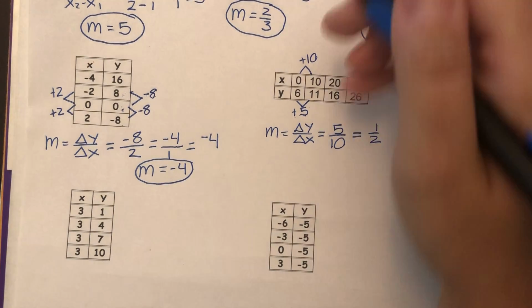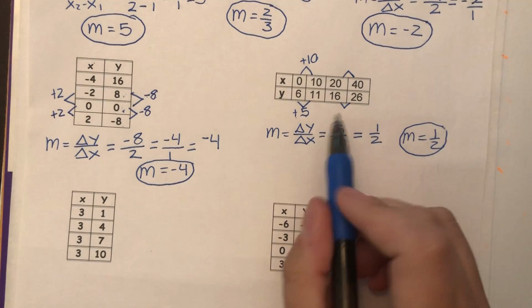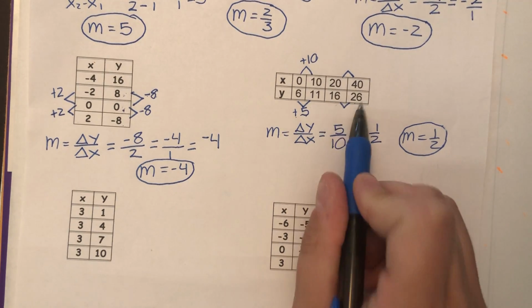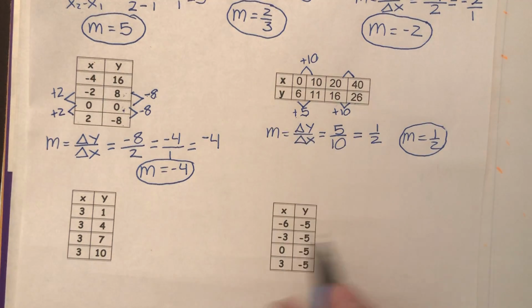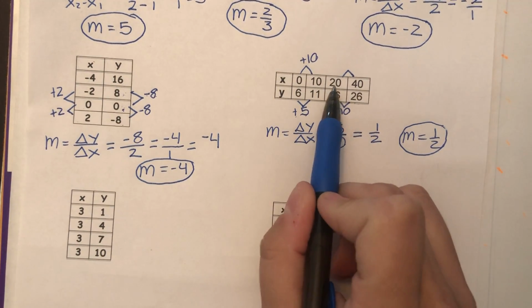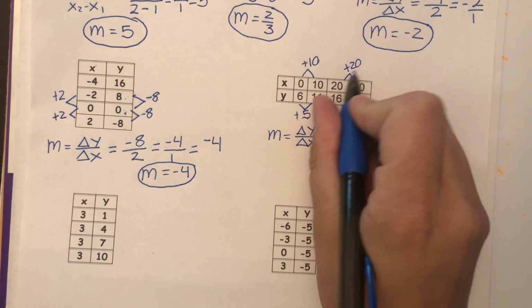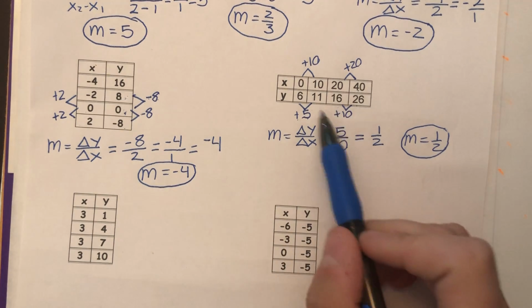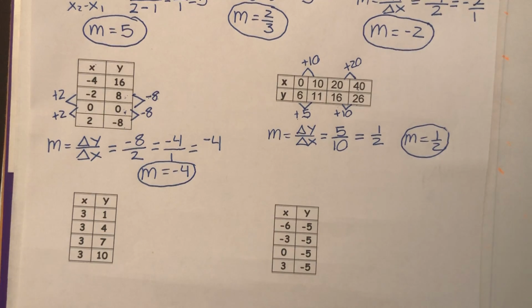Now, what if I didn't pick those first 2 points? What if I picked these 2 points to find the change in? Well, let's see. 16 to 26. What change happened there to get to 26? Well, we added 10 to that. What change happened here to get from 20 to 40? Well, we added 20. 20 plus 20 gives you 40, your next x value. These are different than these changes over here, but we will still get the same answer. This just means we're going to need to simplify.